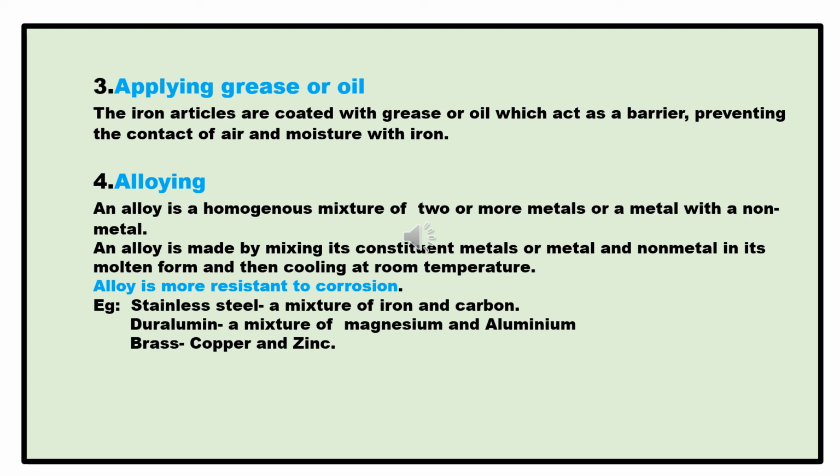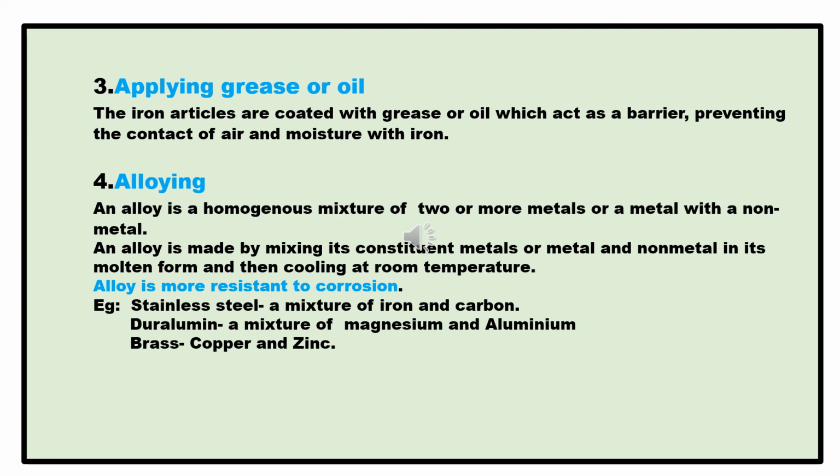The next method is applying grease or oil. Iron articles are coated with grease or oil, which acts as a barrier, preventing the contact of air and moisture with iron. We know iron articles like gates and shutters, we coat with grease or oil. So this layer of oil or grease prevents the iron from coming in direct contact with moisture. So we can prevent rust.